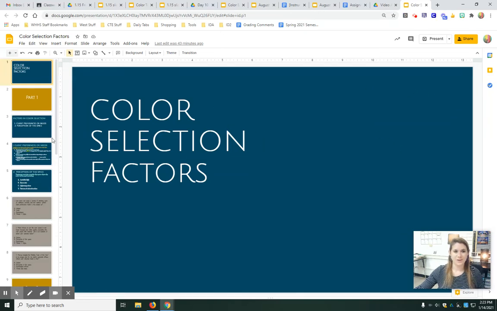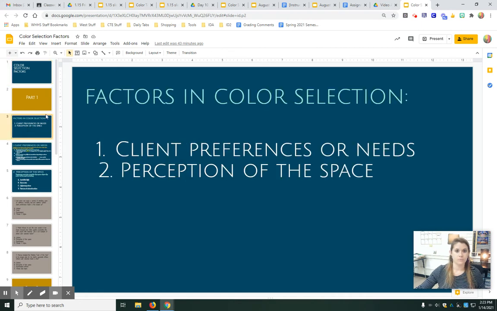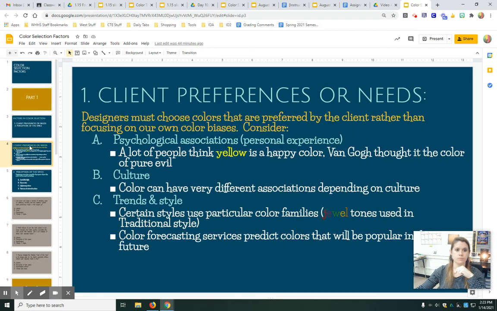Okay, so color selection factors. These are things that might affect what color a person would choose to put in their home, or what color a designer would choose to put in a person's home, business, whatever they're designing. So the two factors overall, like their umbrella, are client preferences or needs and the perception of the space. And each of those can be broken down into multiple reasons, and we will break this into those.